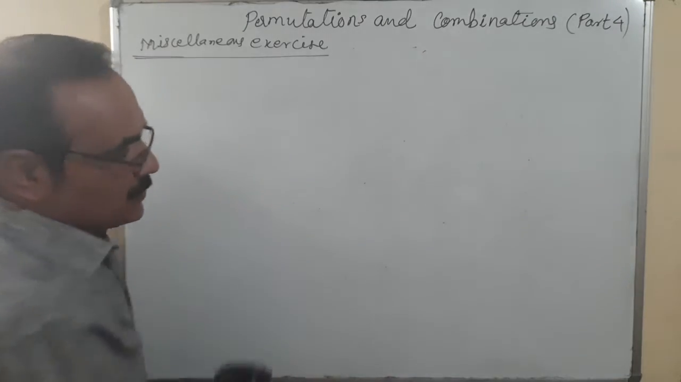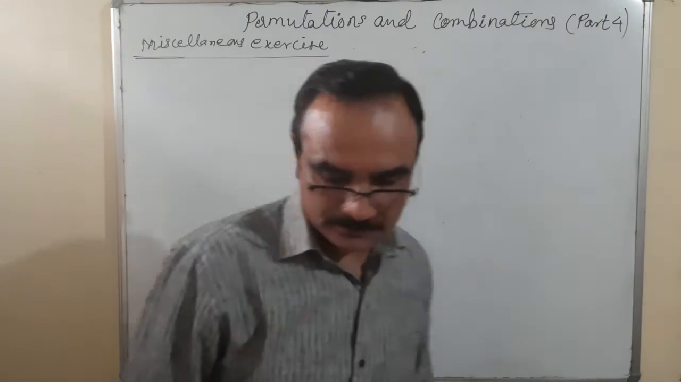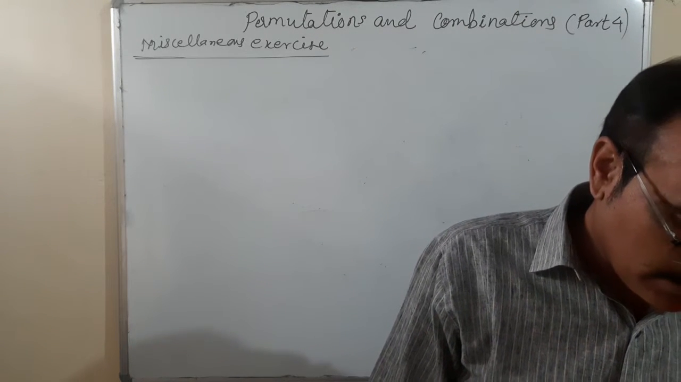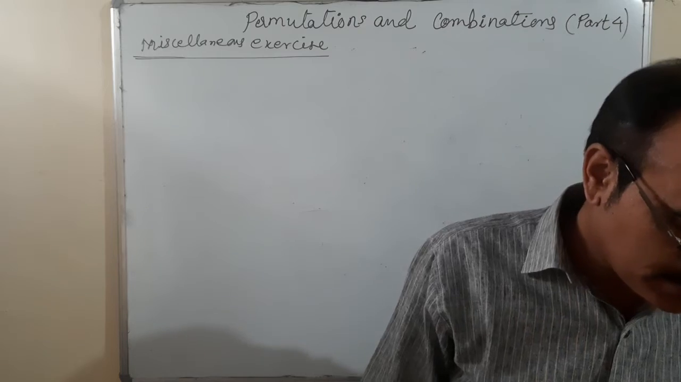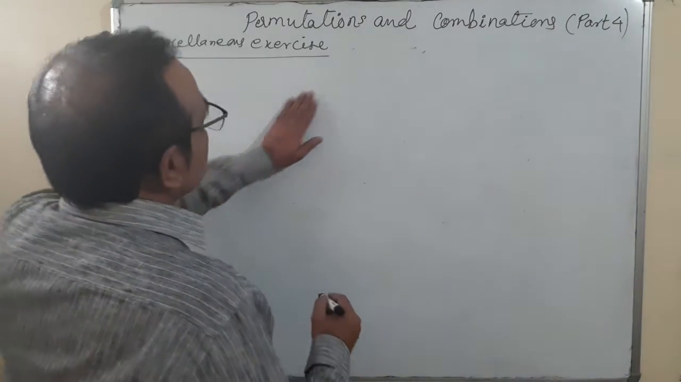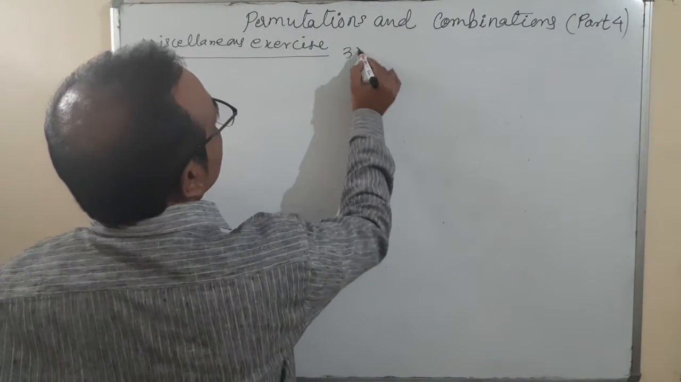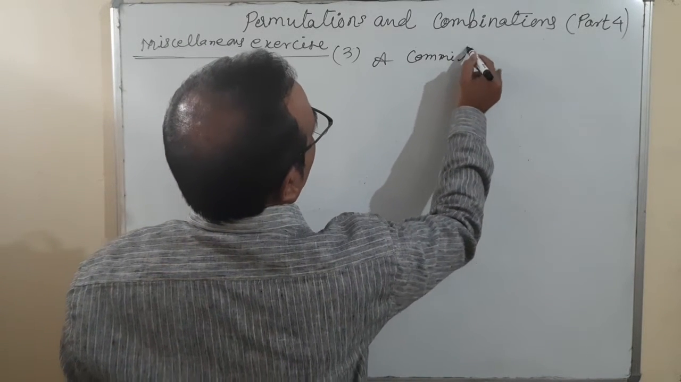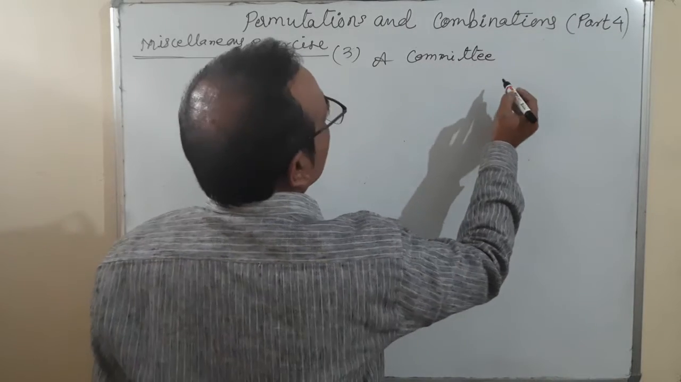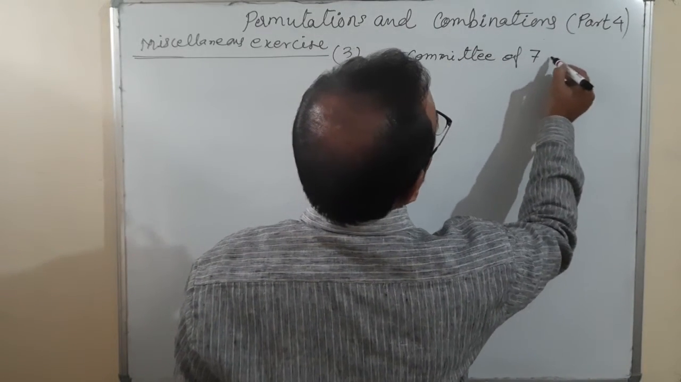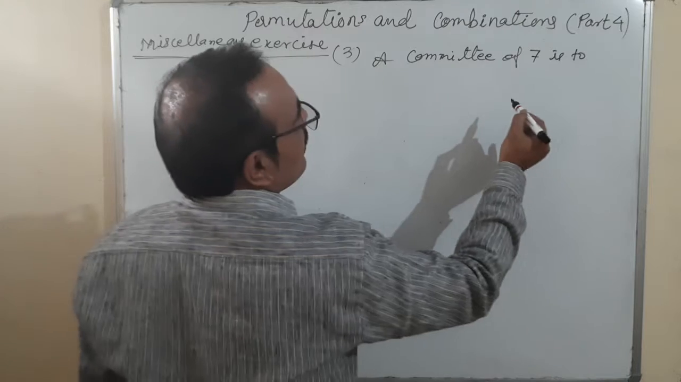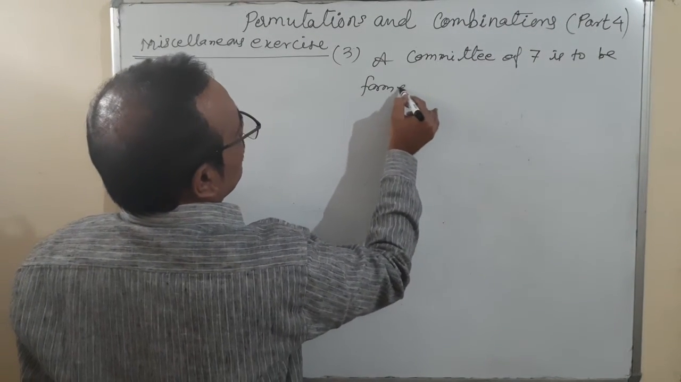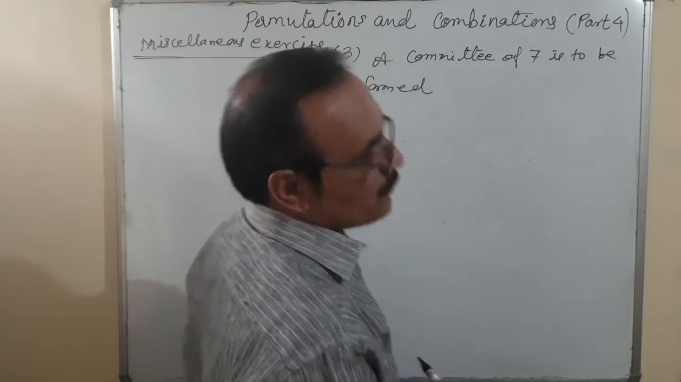Okay, let us see the next question, number 3. A committee of 7 has to be formed from 9 boys and 4 girls. In how many ways? A committee of 7 is to be formed.